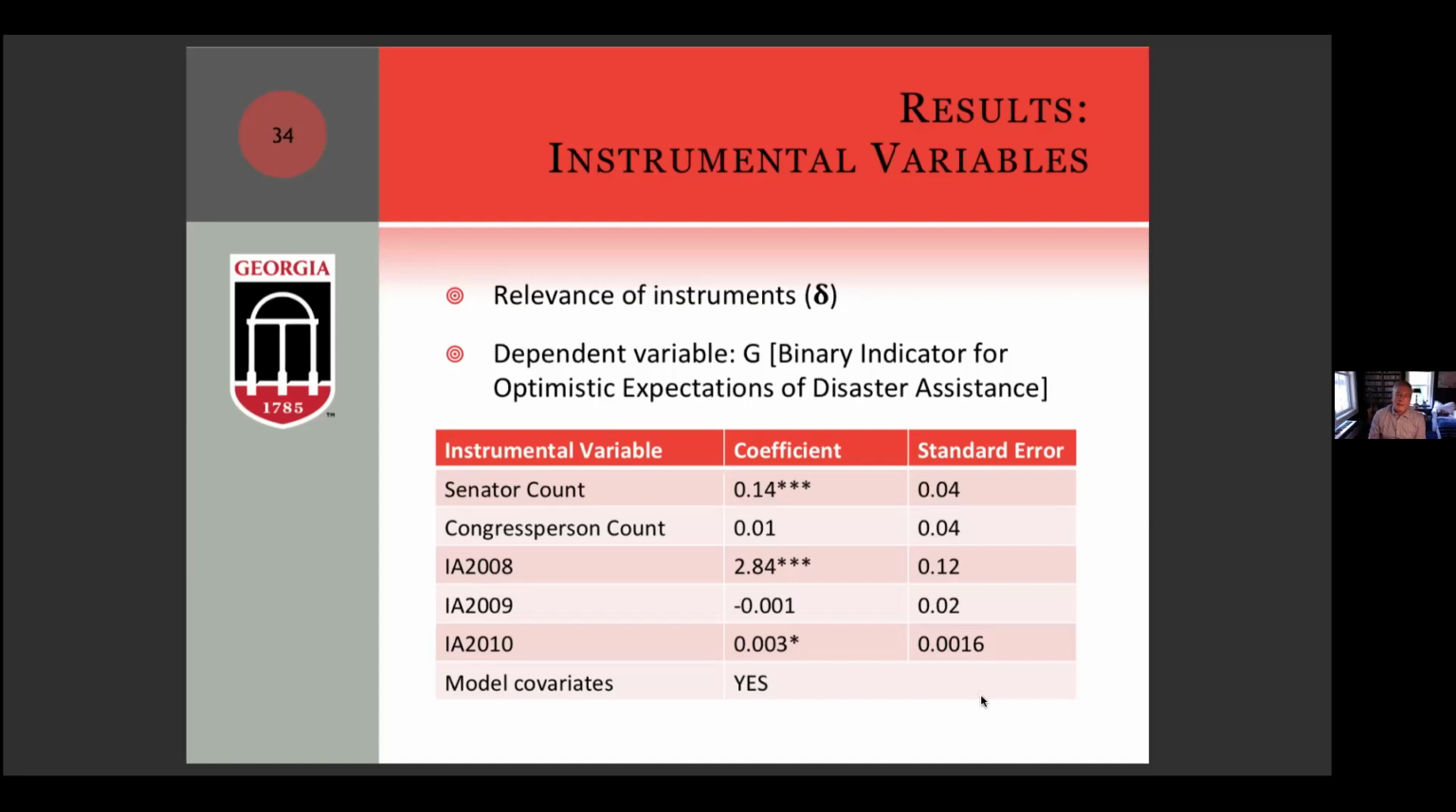The first thing that we need to show here is that these instrumental variables are correlated with expectations of disaster assistance. So the results here, you can see that a higher number of senators on Stafford committees and past payouts of individual assistance in years before the survey was done do correlate with expectations of disaster assistance. So that's the first thing we need in order to get some exogenous variation in expectations.